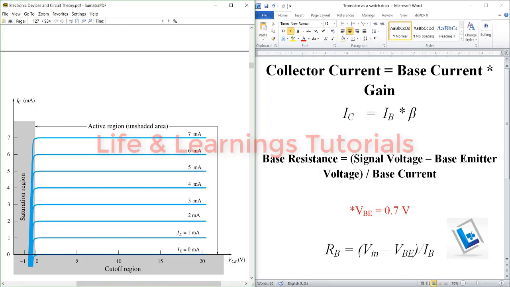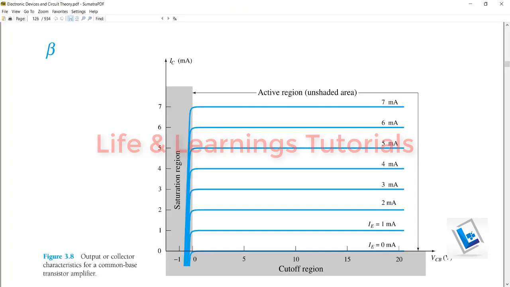Hi and welcome. In this tutorial, I'm going to discuss a transistor working as a switch, and we will try to control a load with the help of a transistor, especially an NPN transistor. If we consider the characteristics of a transistor, we have three regions of operation, which are known as cutoff region, active region, and saturation region.